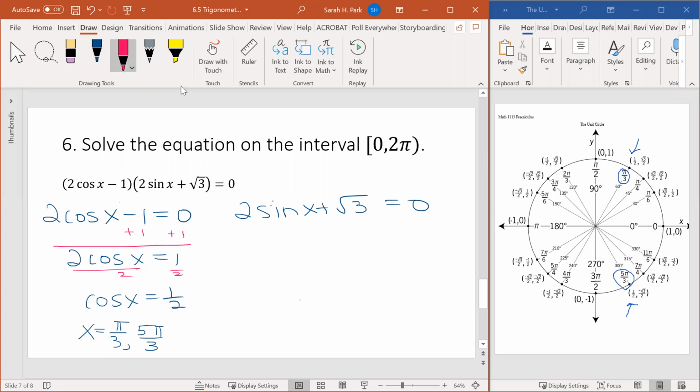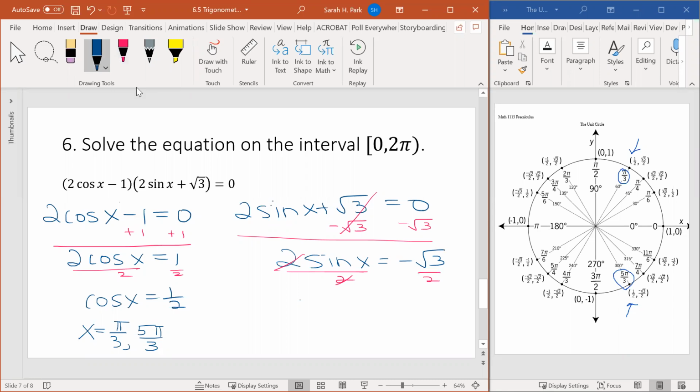And so let's finish that off for the other factor, 2 sine of x plus root 3. We can get rid of the root 3 first. Subtract it on both sides of the equation. And when we do that, we get 2 sine of x is equal to 0 minus root 3, which is just negative root 3. Dividing both sides by 2, sine of x is equal to negative root 3 over 2. So now looking for the y coordinate, since sine stands for the y coordinate, where it's negative root 3 over 2. Well, that happens at 4 pi over 3 and again at 5 pi over 3.